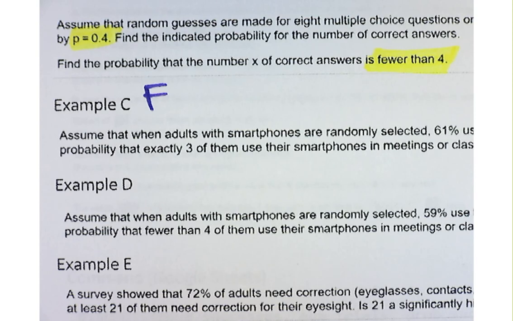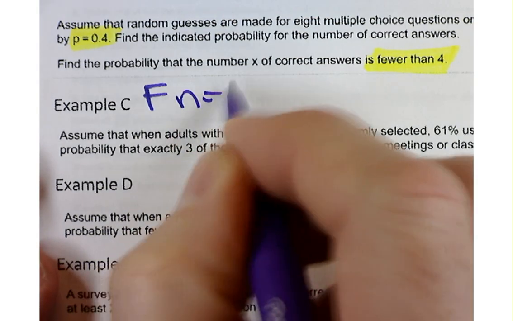Fixed number of trials? Rianne, how many? 6. Good. So n equals 6. Good.